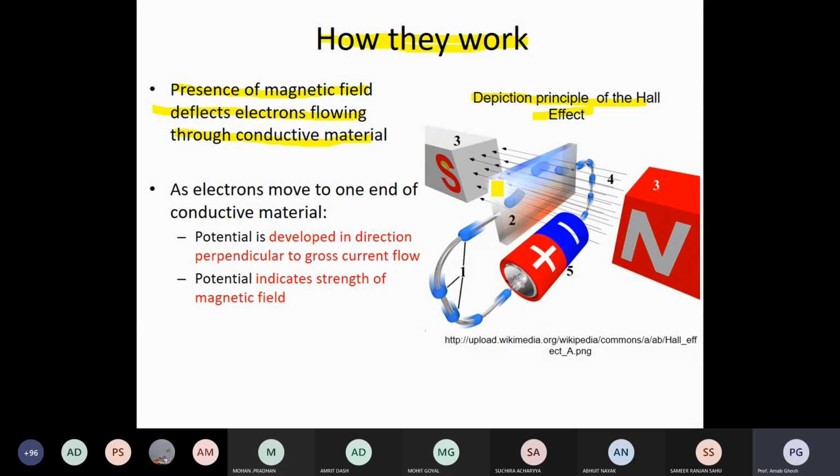The cutting of flux may cause an induced EMF at the end of the conductive material, and a potential develops in the direction perpendicular to the gross current flow. So the magnetic field is perpendicular to the current flow through this material. That potential indicates the strength of the magnetic field. If the field strength is comparatively more, the induced EMF will be more. That's the basic concept.